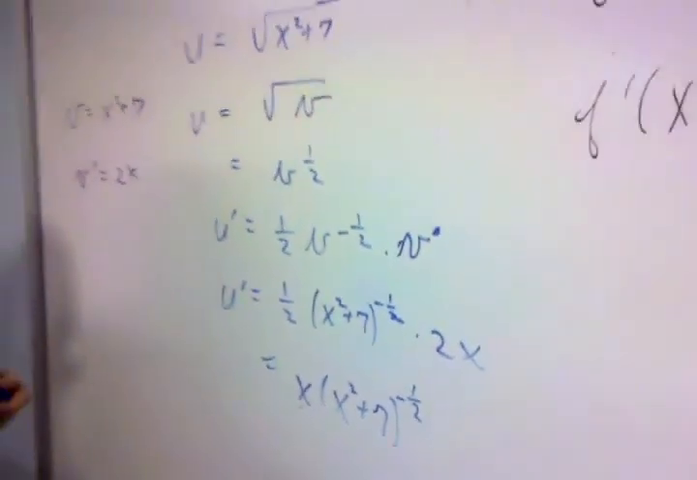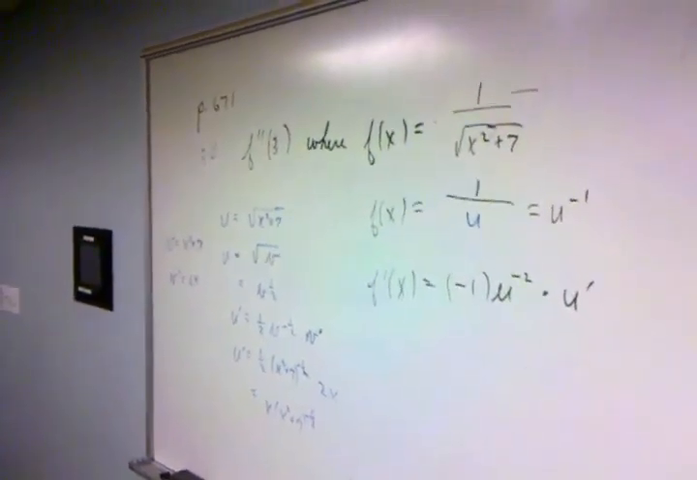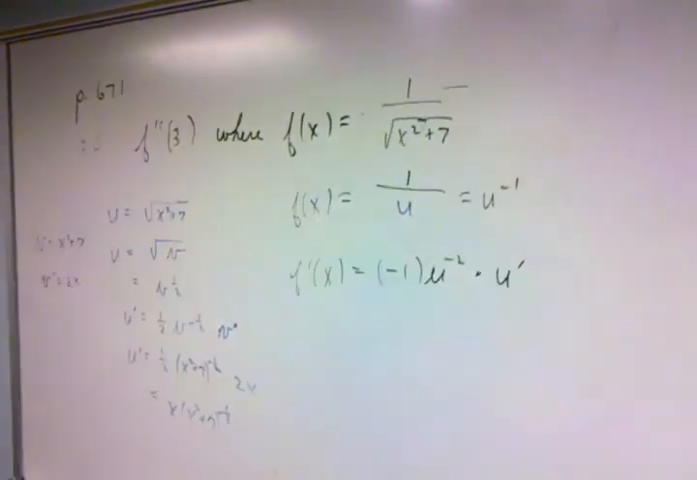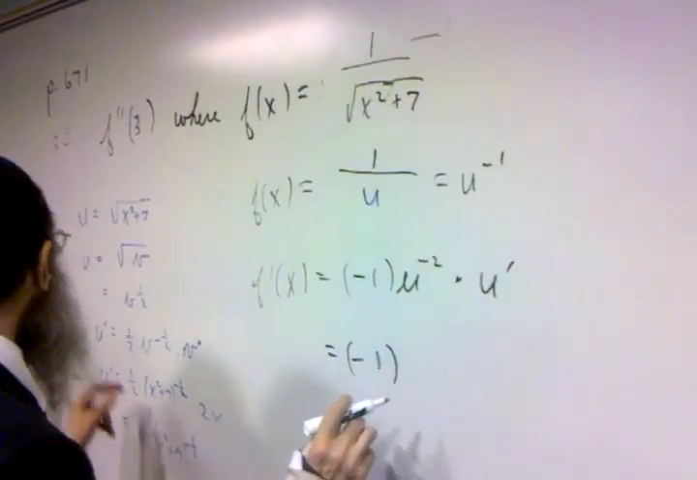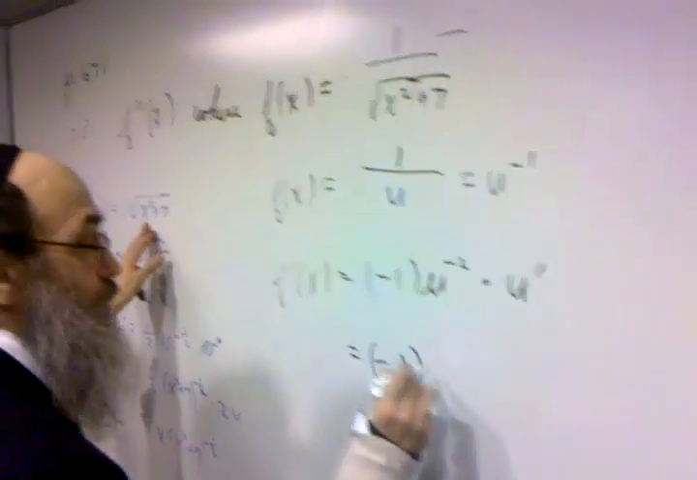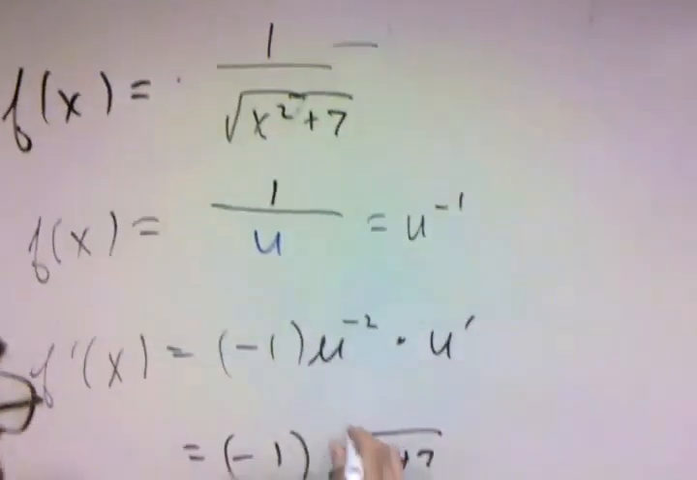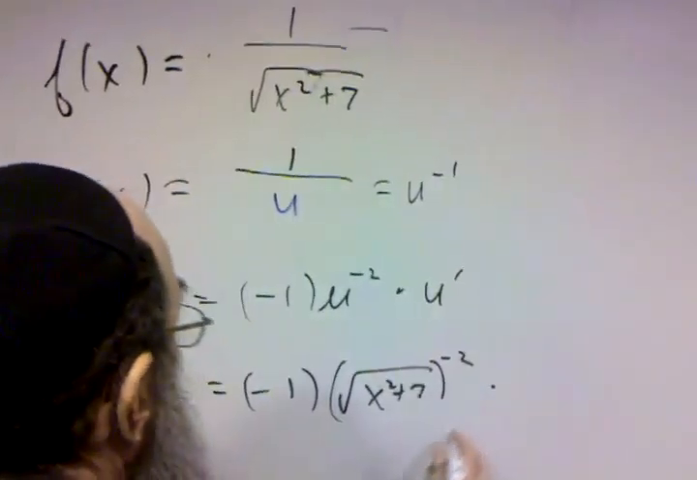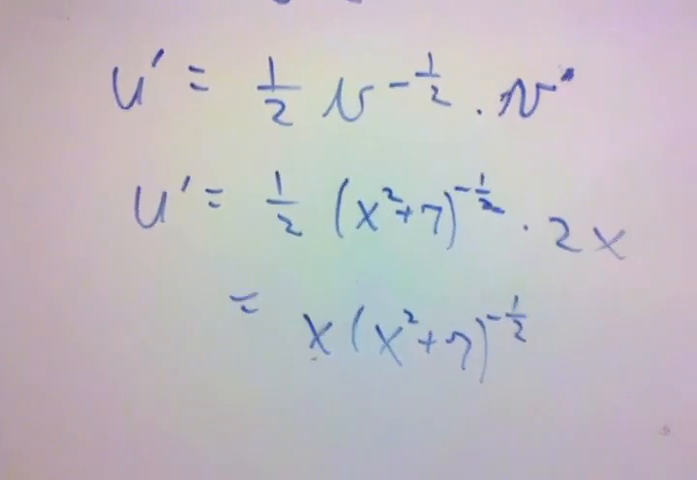I'm now going to go back to my black and put this in over on the right. So f prime of x equals negative 1 times u. u was equal to the square root of x squared plus 7 to the negative 2. That's this thing. And u prime was x times x squared plus 7 to the minus 1/2.